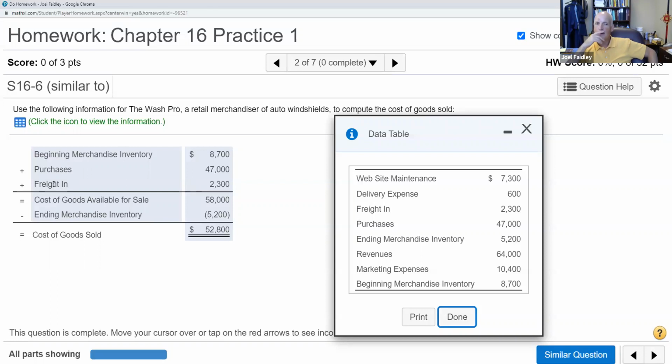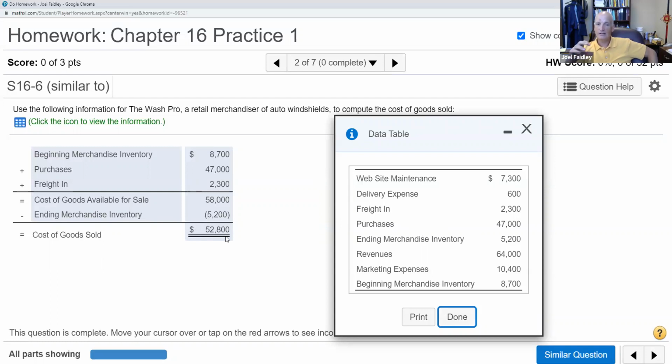That's just typical. So we have beginning merchandise inventories of $8,700. There it is. We're adding all of our purchases, there's 47,000. We're adding the freight in to bring that product in. So goods available for sale in total is 58,000. So what's my ending inventory? 5,200. So my plug number, cost of goods sold, is 52,800.